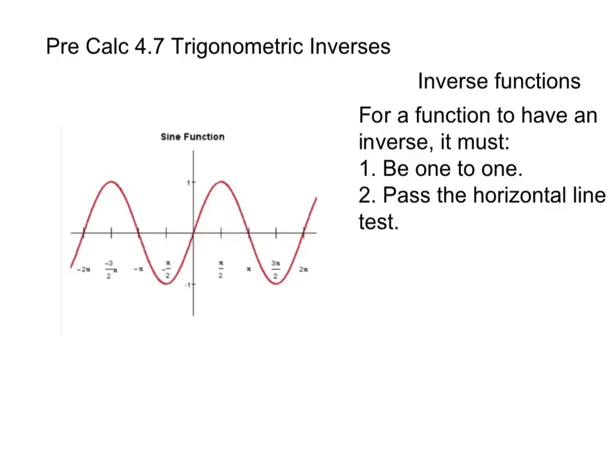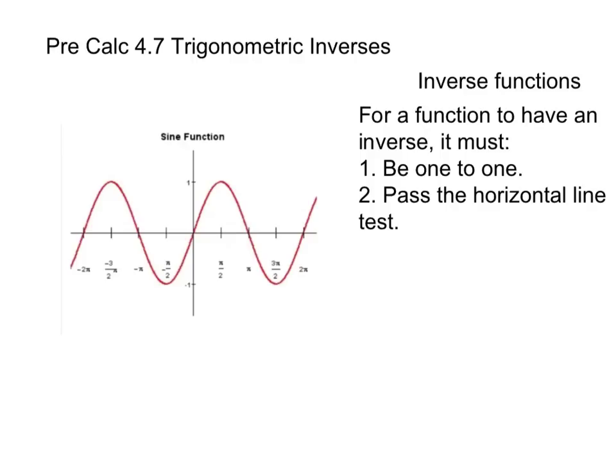This is 4.7, trigonometric inverses. An inverse function is a function that has its domain and range switched from the original function. So for a function to have an inverse, it has to be 1-to-1. And the test for 1-to-1 functions is the horizontal line test.